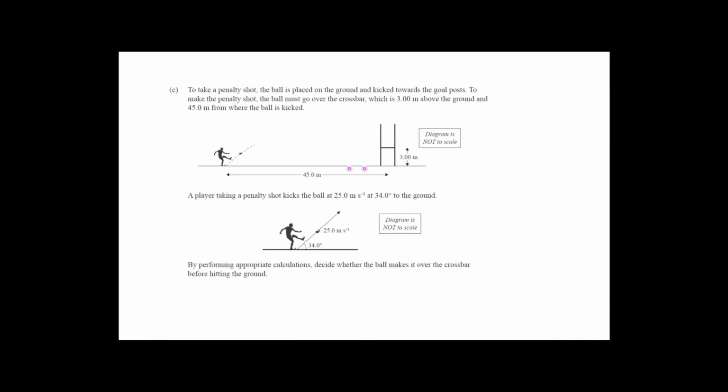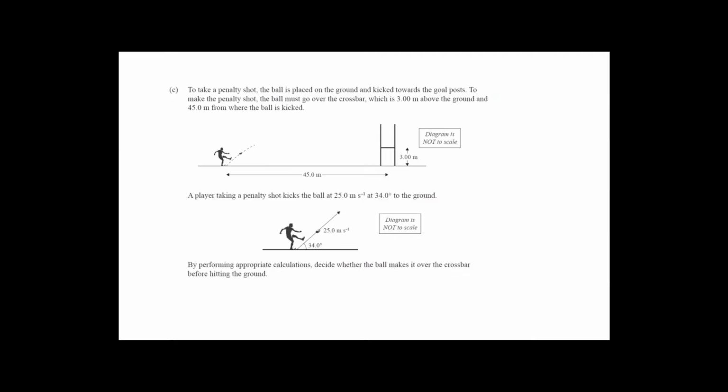45 meters. It's a fair way, especially if you're out wide and you're aiming for a little target by the looks of it. A player taking a penalty shot kicks the ball at 25 meters per second. I don't know if that's fast or not. At 34 degrees to the ground. So it's a projectile motion question in disguise. Perform appropriate calculations and decide whether the ball makes it over the crossbar before hitting the ground.